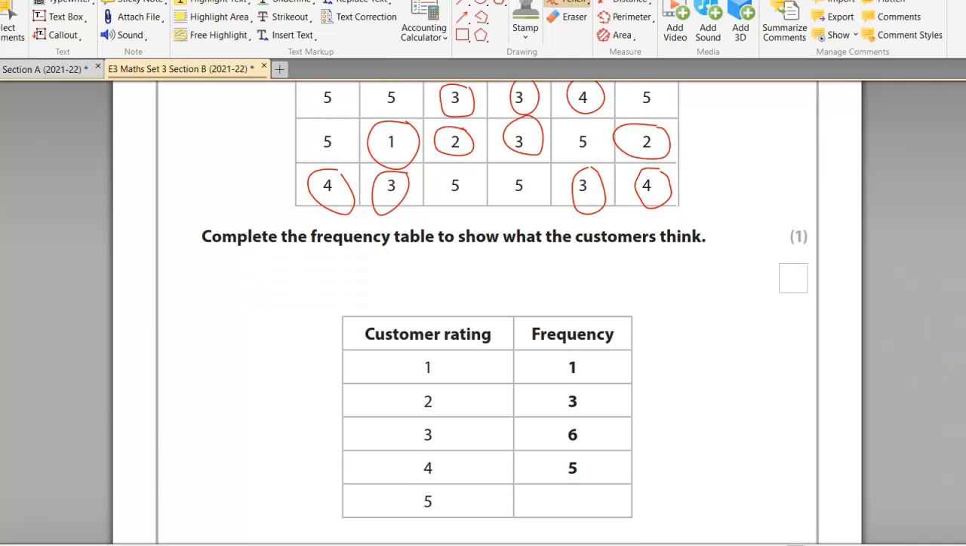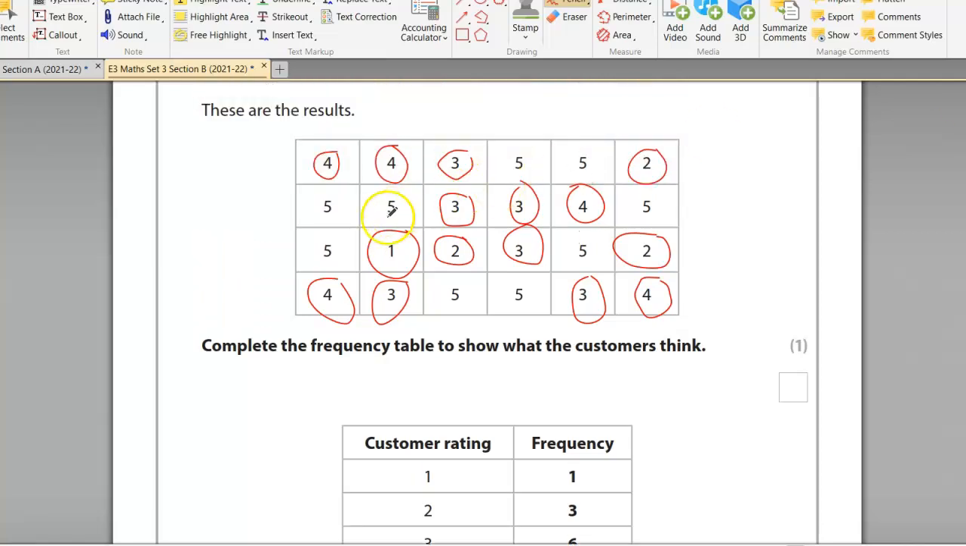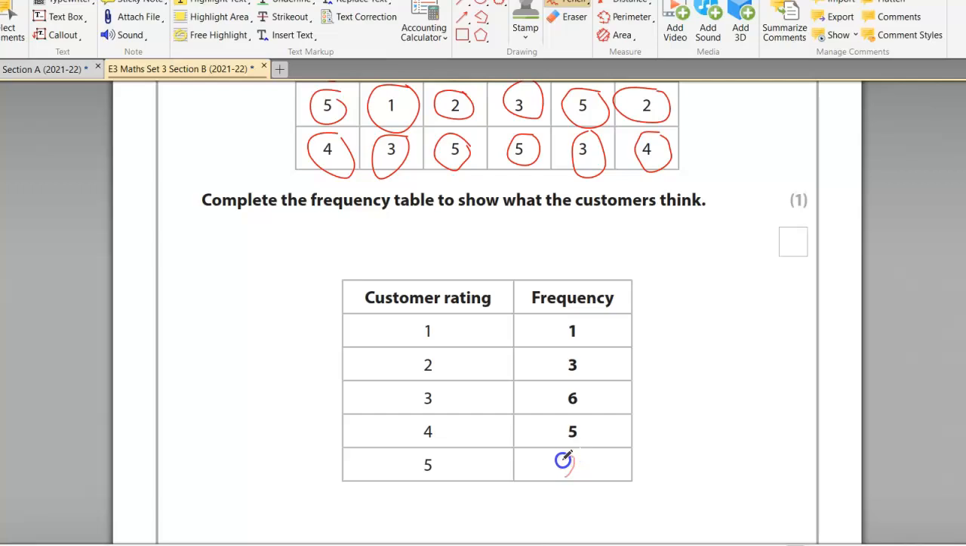Okay, so what they want you to do is look at the table above and say how many times did a customer give a rating of 5 out of 5? Well, we can see that a rating of 5 was given 1, 2, 3, 4, 5, 6, 7, 8, 9 times. So we need to put 9 in this box here.